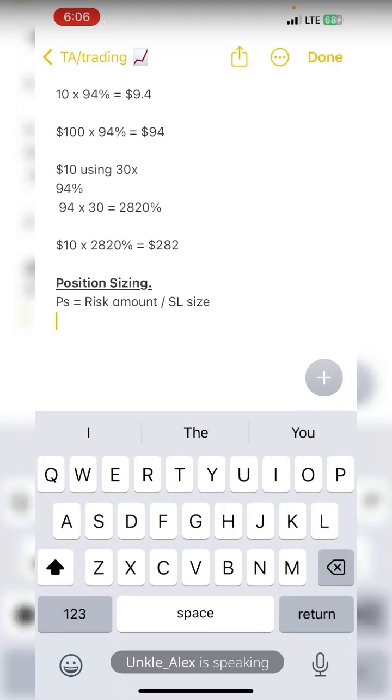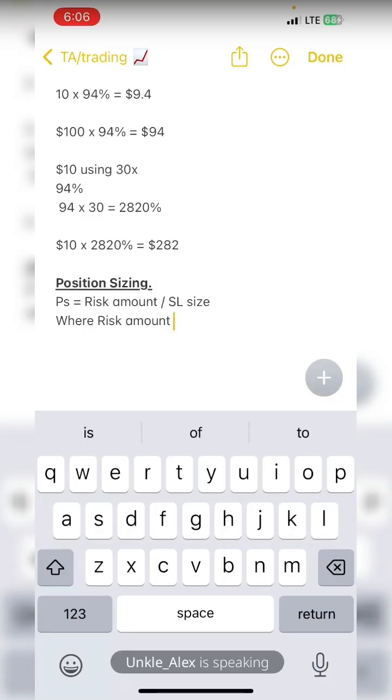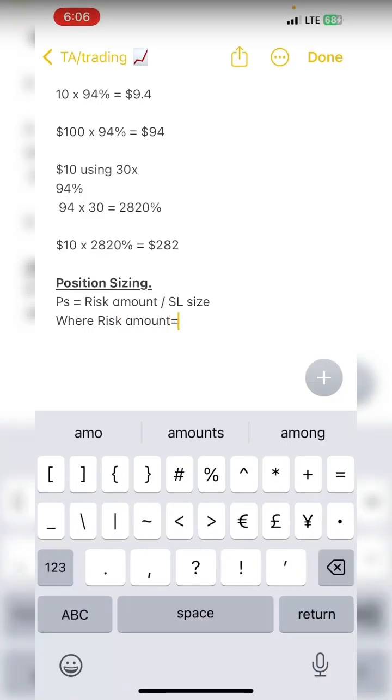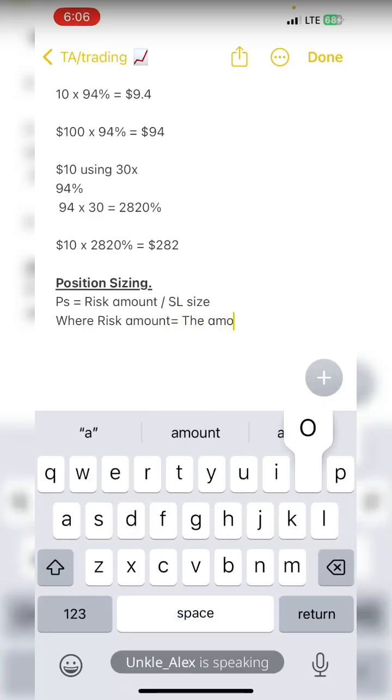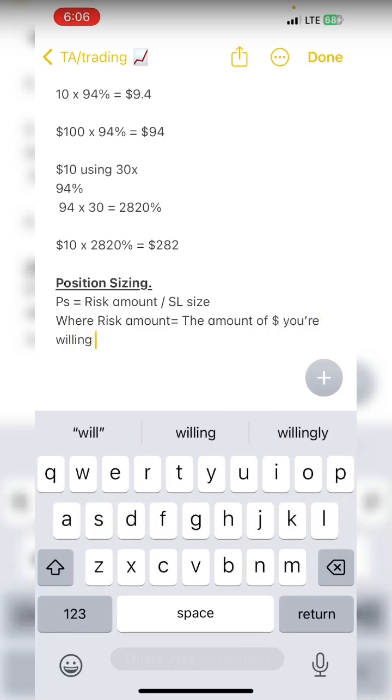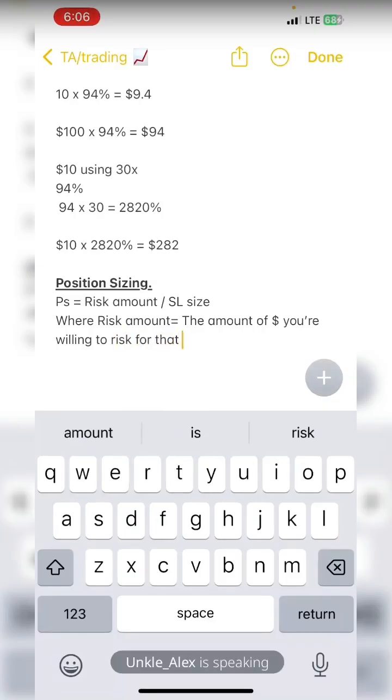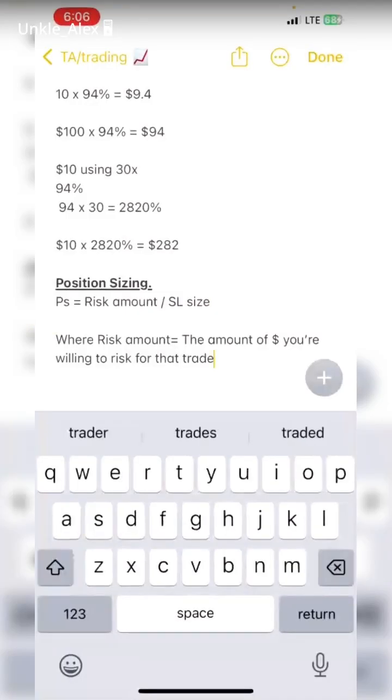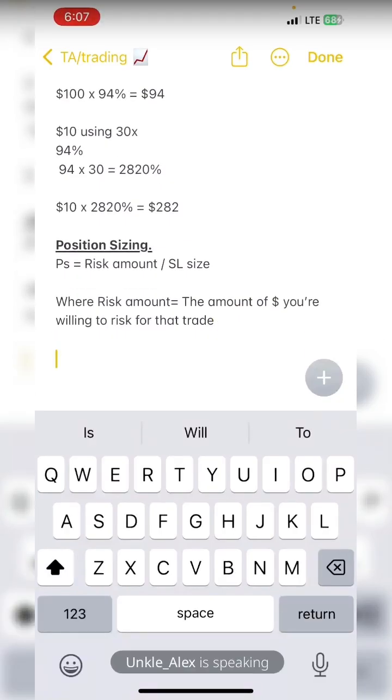Now, risk amount equals the amount you are willing to risk for that trade. Most people that trade futures don't just pick the capital they want for a trade. Instead, they use position sizing because it helps them preserve their capital.